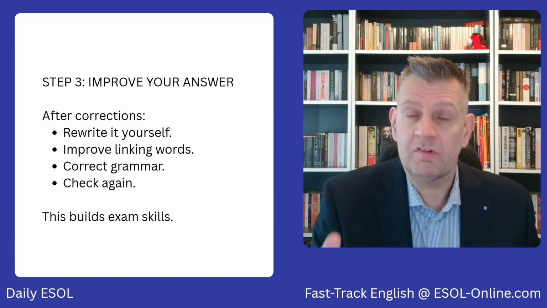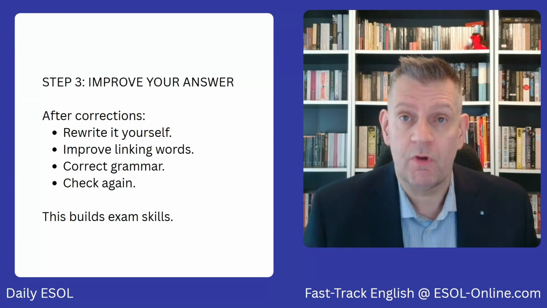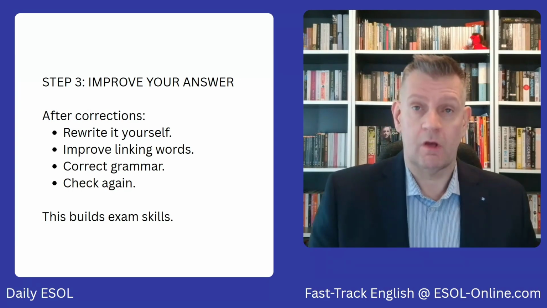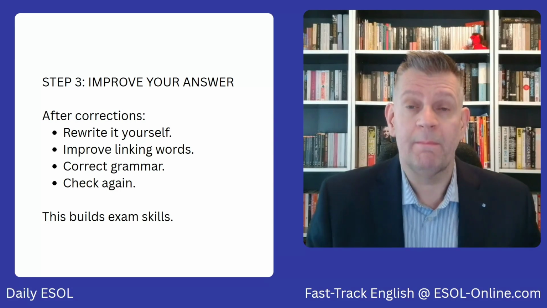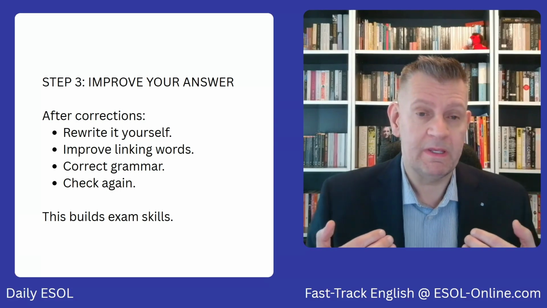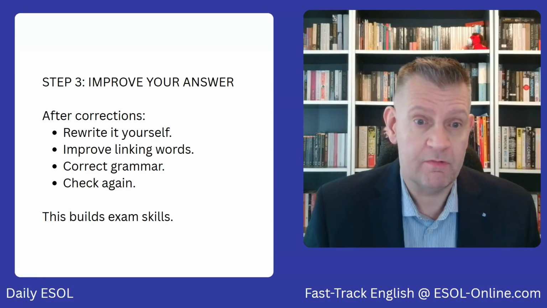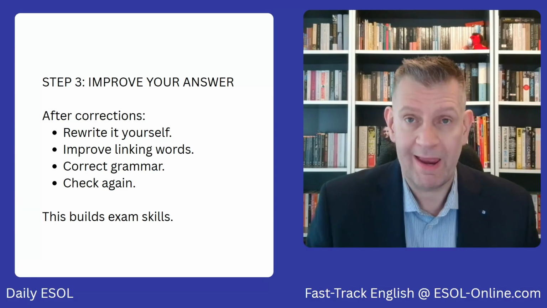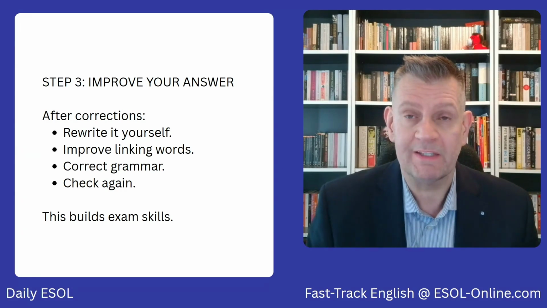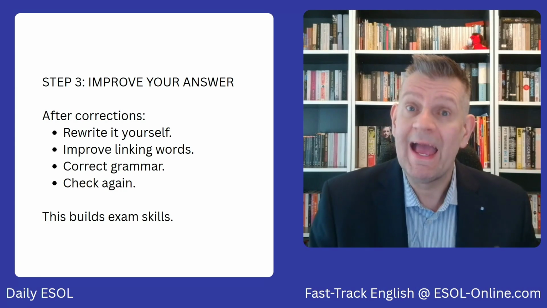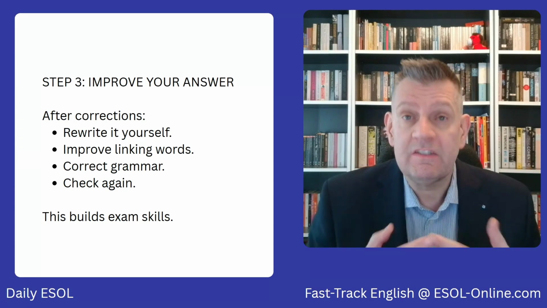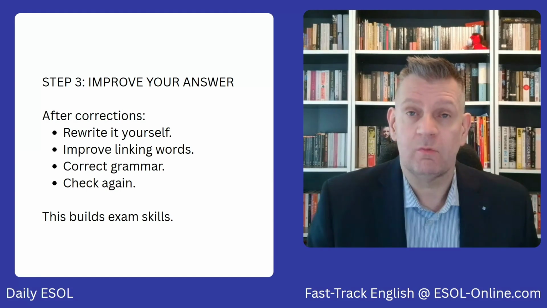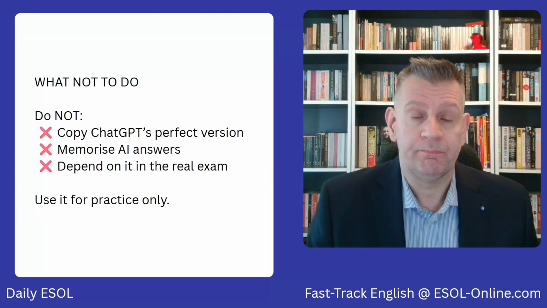Third step, once you've got that feedback, improve your answer. It should be a part of a process. So take your work, maybe rewrite it. Maybe do a second draft of it, use the linking words or the grammar or whatever it is that you need to correct, and then take it back to ChatGPT in the same way and get it to correct it again. See how you're improving, build your exam skills in this way on your own time.